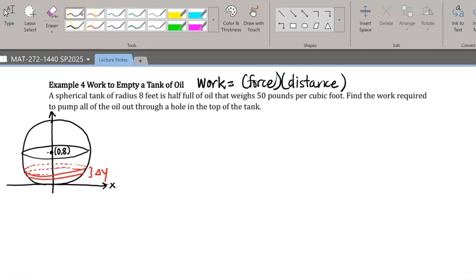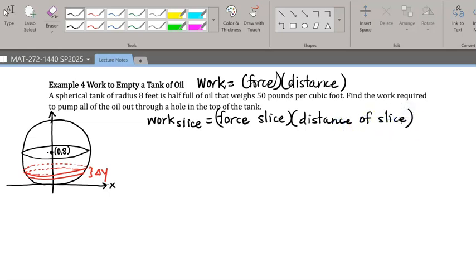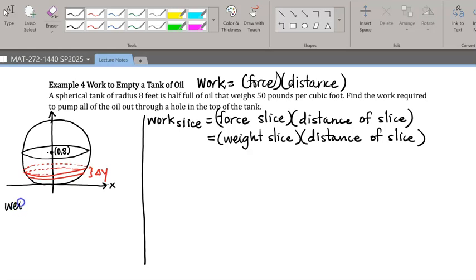I slice it because the weight of each slice is going to be different. So we're going to focus on the work of just one slice, which is equal to the force of the slice times the distance that the slice has to travel as it gets pumped out the top of the tank. The force of the slice is the exact same thing as the weight of the slice. And once we have this expression, we'll integrate it over all of our slices. So first, let's talk about the weight of the slice.